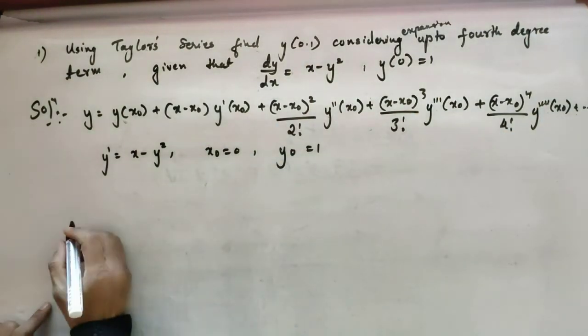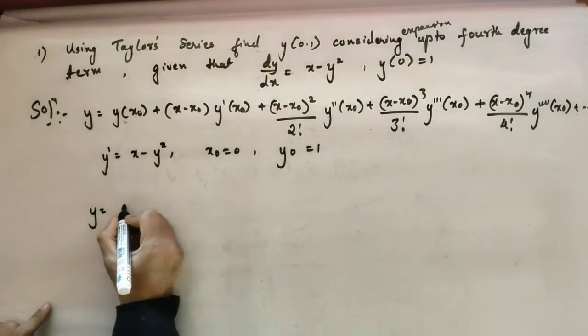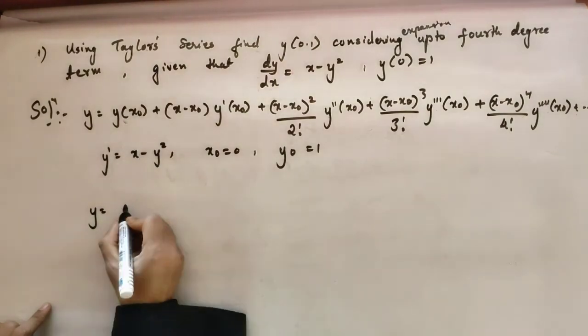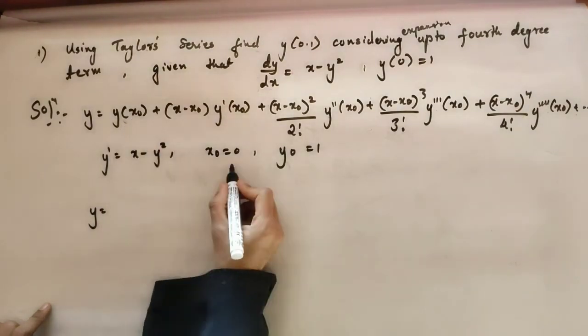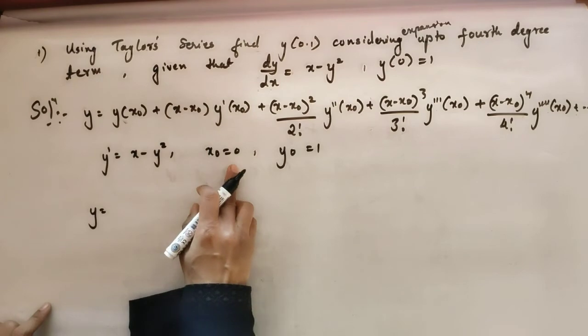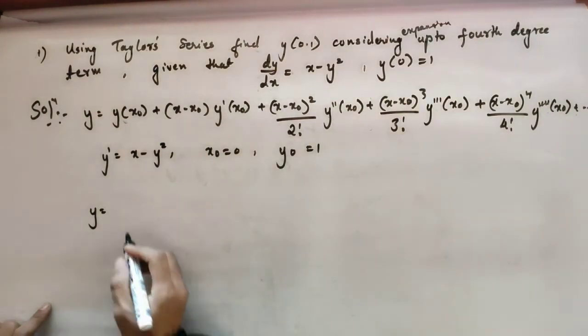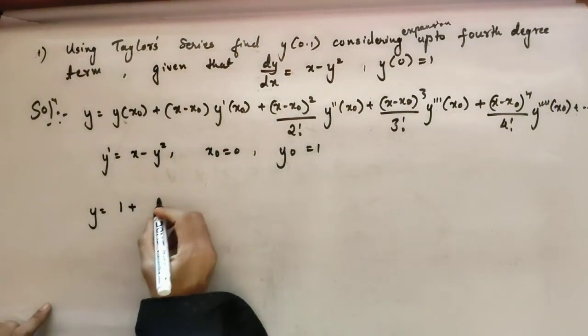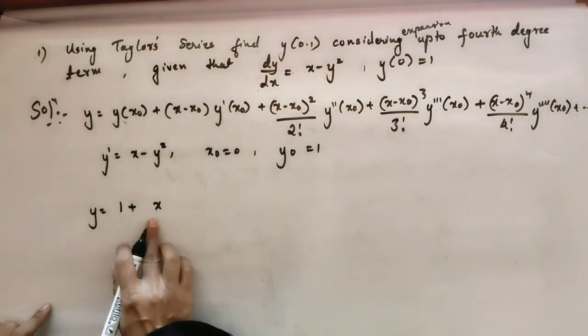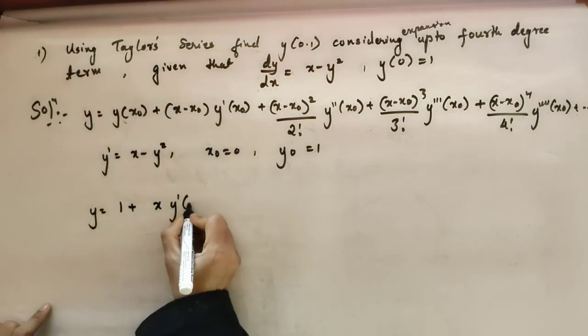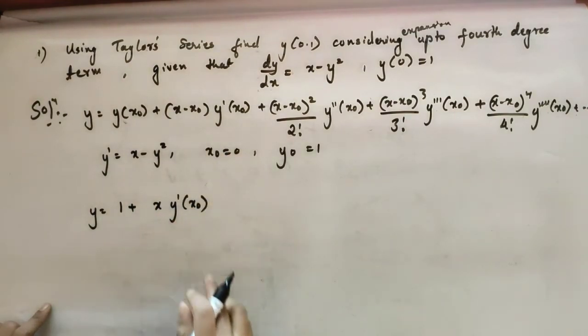Let us do that. So we will have y is equal to y of 0, which is 1. Y of x naught means y of 0, and y of 0 is given to be 1. So let us write it: 1 plus x minus 0, it will be x. Y dash of 0, I don't have its value. So it is actually y dash of 0. Let me correct it.